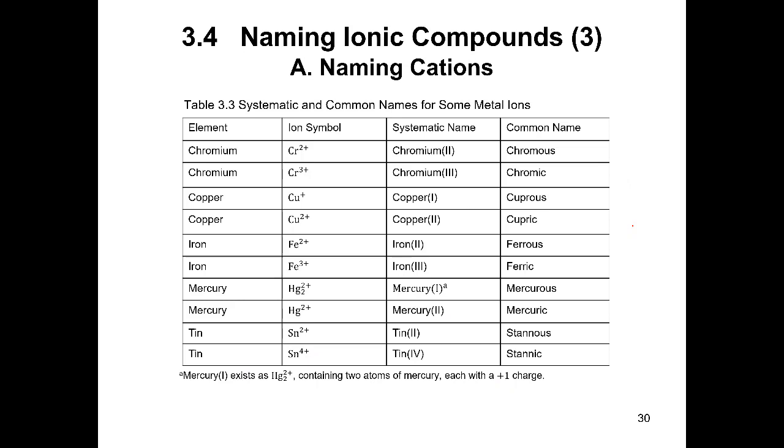And so this is just a table to show you the different ones. Chromium, that's a common one that you see. It can be a +2 or a +3. That would be chromium 2, chromium 3, iron 3, iron 2, etc. So that's just how these things are going to be named. So when you're practicing these, you're going to be able to go back and forth and look at things.